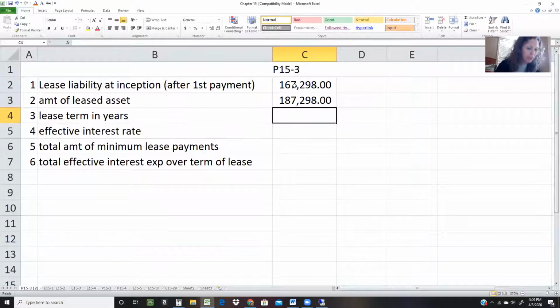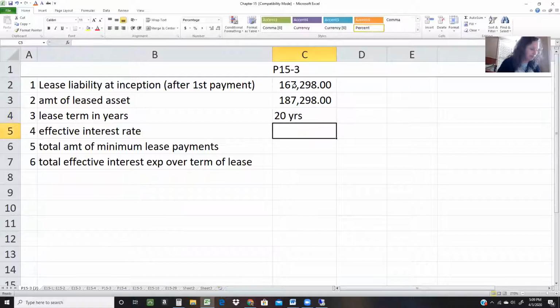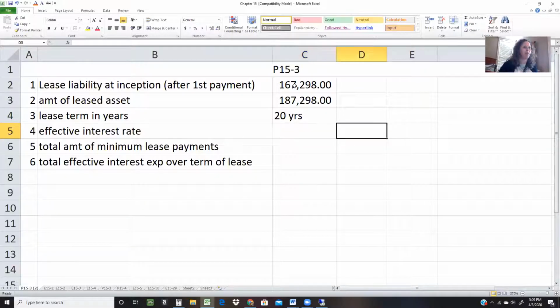The next one says, what is the lease term in years? Well, I just look at 2018 versus 2037. So this appears to be 20 years. The next one says, what is the effective annual interest rate? So if I want to know the interest rate, I need to figure out what the interest rate is based on the outstanding balance. And so I can use any year I want to do it, but I'm just going to use the very first interest number.